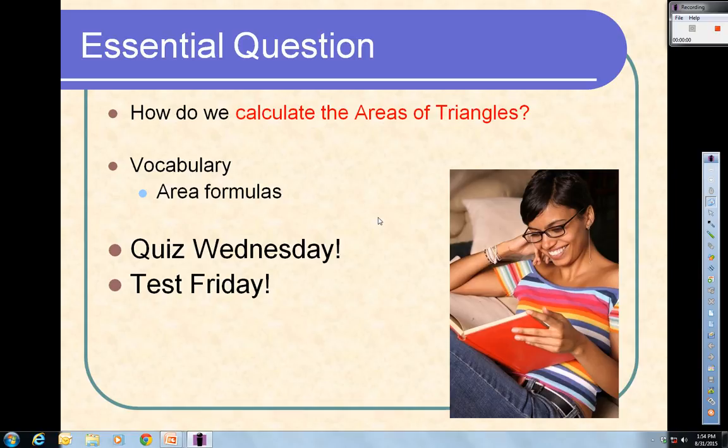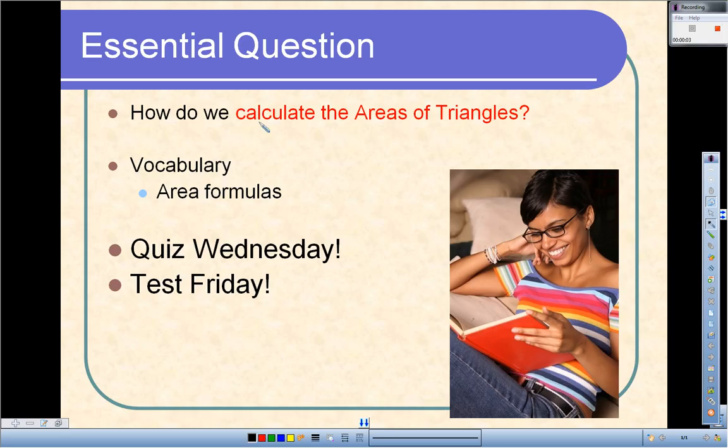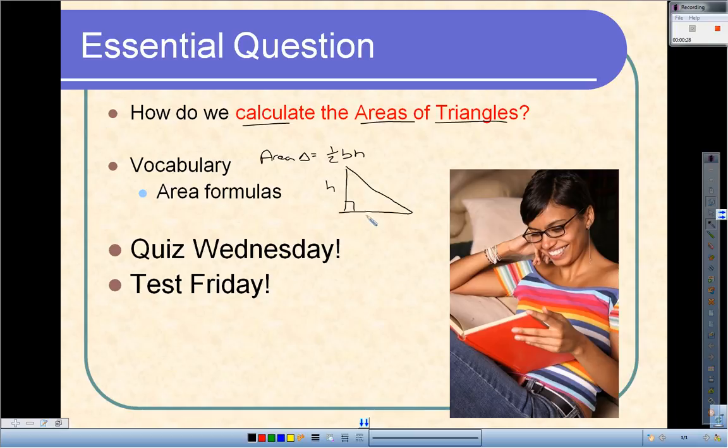Alright guys, your essential question for today is how do we calculate the areas of triangles? Now I know that from middle school, one of the main area formulas that you remember is the area of a triangle is 1/2 the base times the height. Now for the most part though guys, it kind of confines you to a certain type of triangle, basically a right triangle where this is your height and this is your base. If you knew those two dimensions, then you could do 1/2 base times height to find the area of the triangle.